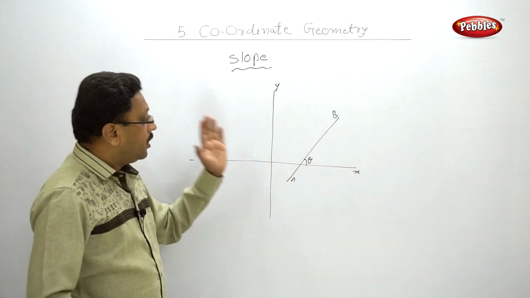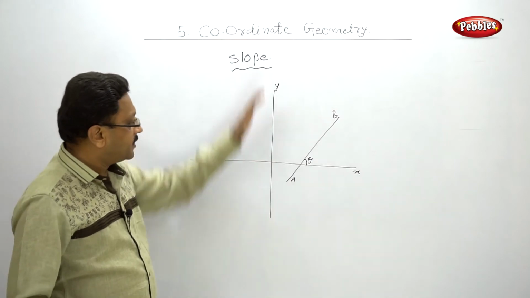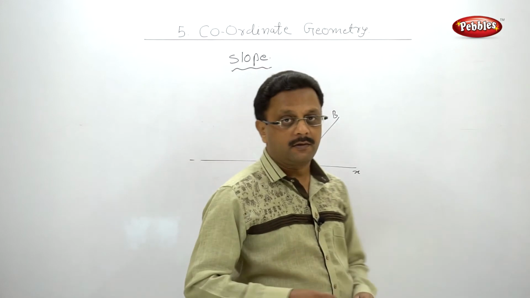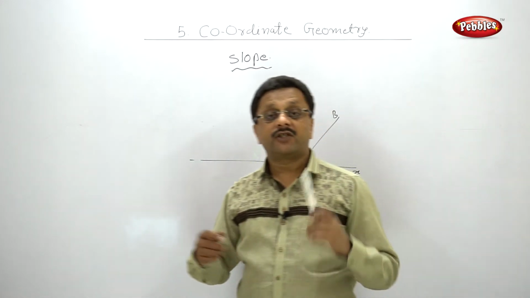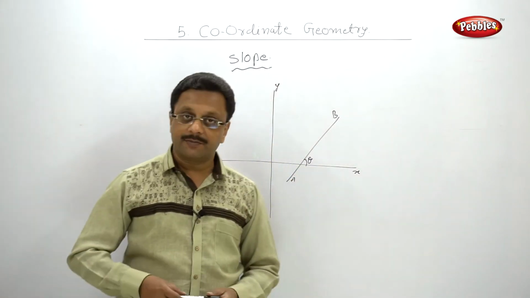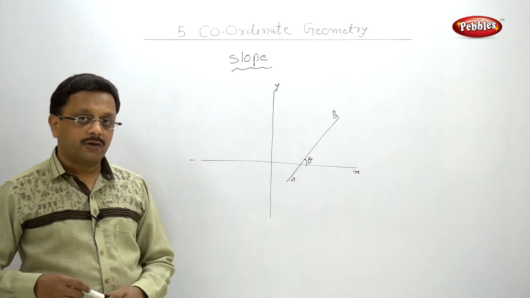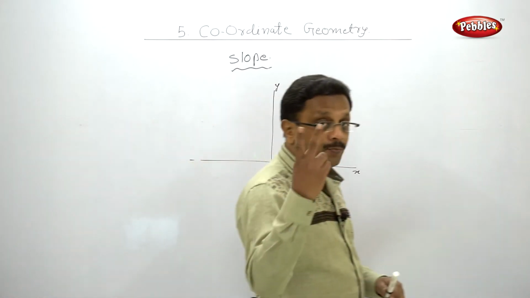And what is the slope of y axis? You know that the y axis is making a 90-degree angle with x axis. So what is the slope of y axis? It is tan 90, which is not defined, it is infinity. Correct? Now we are going to find out the slope of the line when 2 points are given.